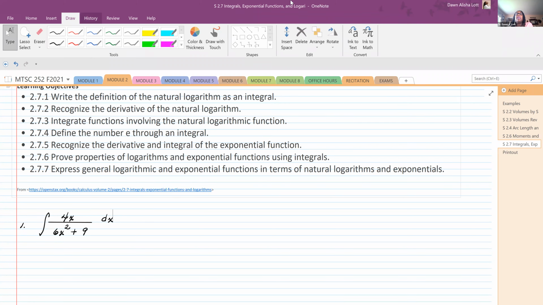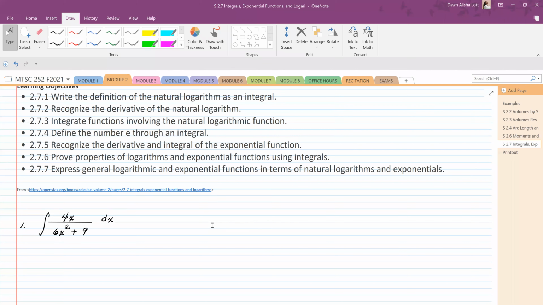Can anybody give me an idea? Do you have to factor out the bottom first? No, you don't. You can leave it just like it is. Factoring it just adds more work. So we're going to leave it as it is. I'm going to use something that we've already learned. Okay. So what am I going to let be u?